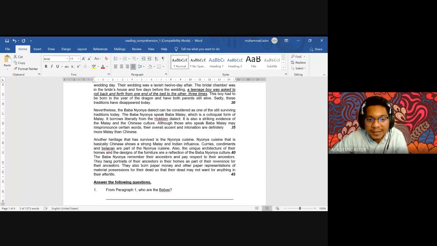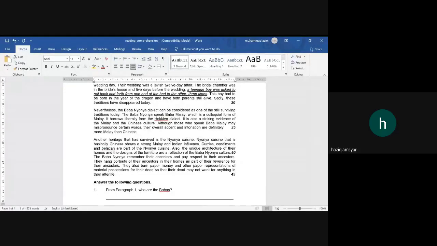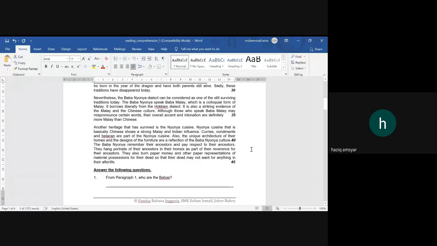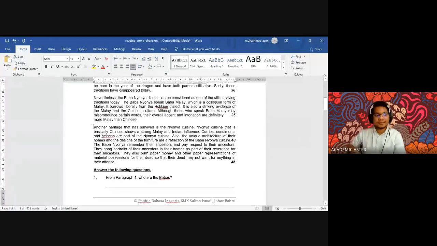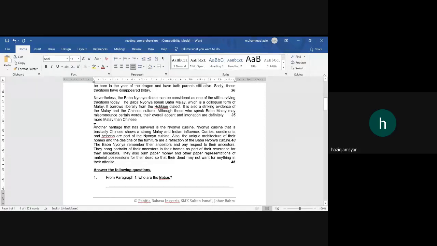And the last one, a boy. Haziq Amsha, the last paragraph. Can you read the last paragraph? Another heritage that has survived is the Nyonya cuisine. Cuisine that is basically Chinese shows Malay and Indian influence. Belacan is part of the Nyonya cuisine. Also, the unique architecture and the design of the arch are a reflection of the Baba Nyonya culture.